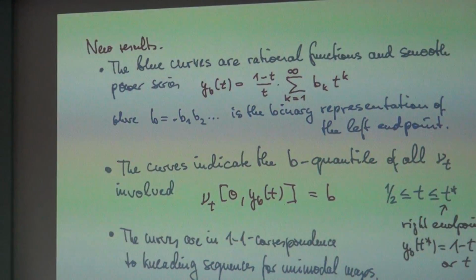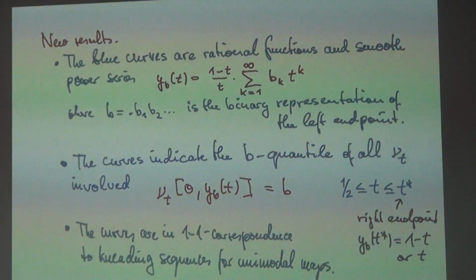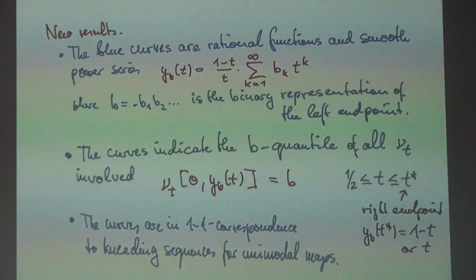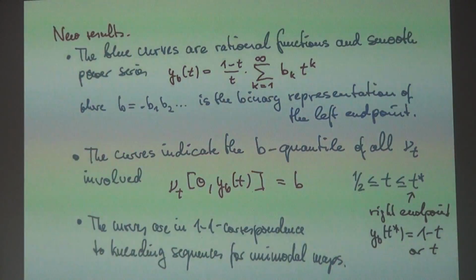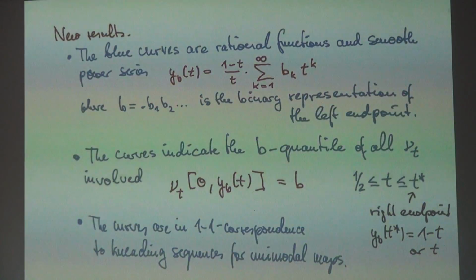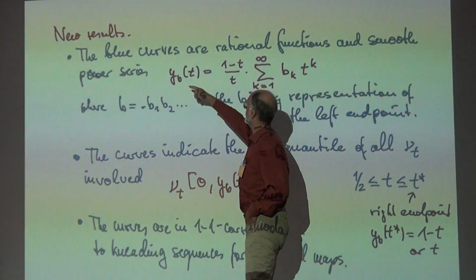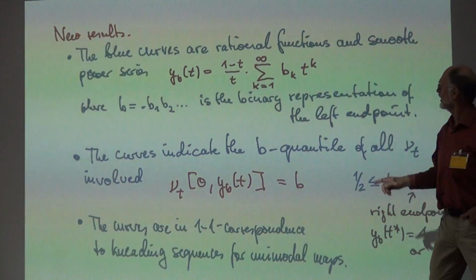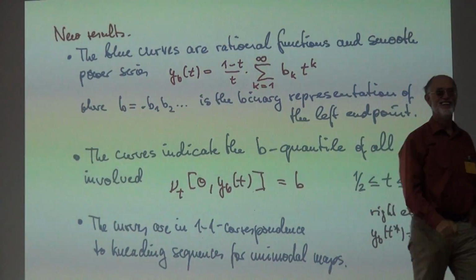Okay. So what are the new aspects in my work here? The blue curves outside the overlap regions are rational functions, given by a power series. In fact, the power series starts from 0 because I divide by t.